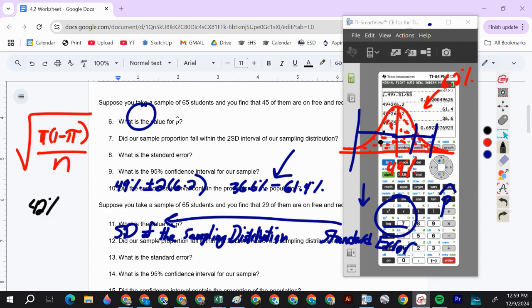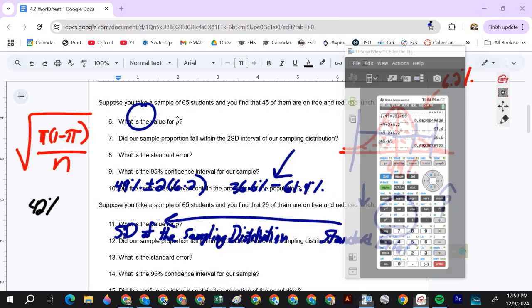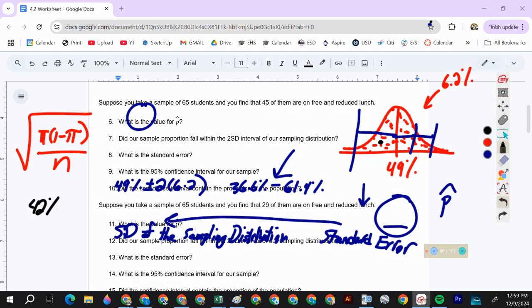Okay. Did our sample proportion fall within the 2 standard deviation interval for our sampling distribution? Let me go back. I erased it. So, right here. Did our sample fall inside that window? It did not. Okay. Does that mean that the original 49% was wrong? No, the 49% is right. It just means we got a sample that was way out there. And sometimes that happens.